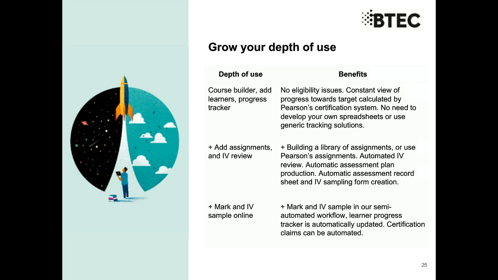So what you can do is not dive into myBTEC all at once, but grow your depth of use in a sensible way. You don't have to use all the functionality at once. You can use the course builder and add your learners and then use your progress tracker without actually creating assignment briefs or any of that stuff. You can add things into your assessment plan as placeholders with no assignment briefs. So you can use the really useful functionality of the Learner Progress tab and enter everything in manually apart from that. It's fine. And then everyone in your organization will have access to look at the Learner Progress stuff.